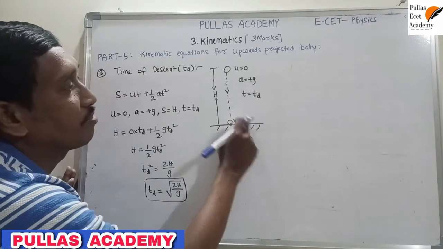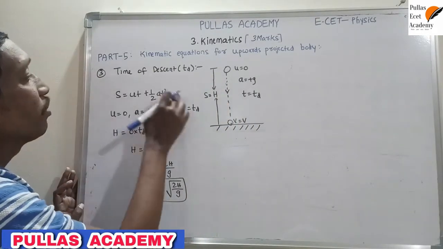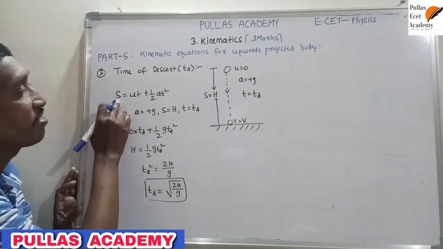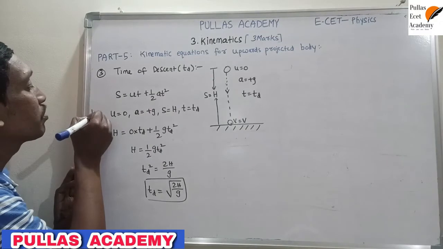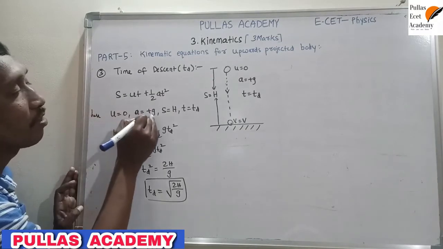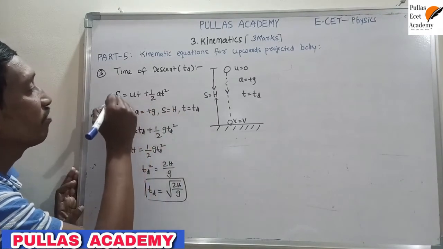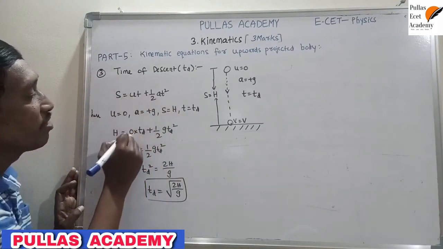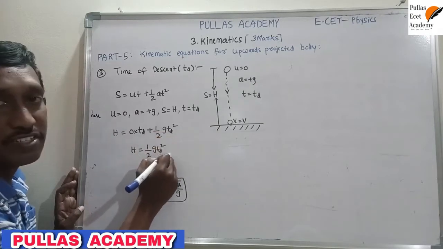Final velocity is v, and the displacement traveled is h. So use the second kinematic equation: s is equal to ut plus half at square. Here we substitute u is equal to 0, a is equal to plus g, s is equal to h, t is equal to td. Then h is equal to 0 into td plus half g td square, so h is equal to half g td square.